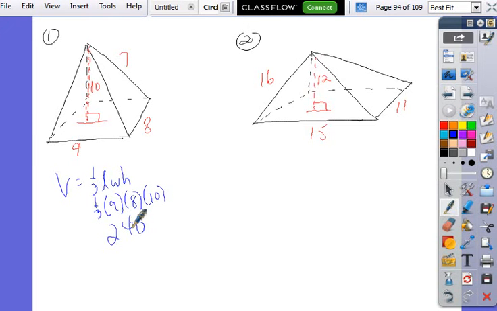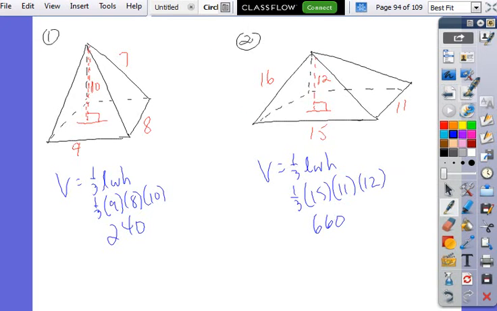Over here, we're dealing with which numbers? 12, 15, and the other one, 15, 11, and then 12 is the height. Doesn't matter which order you put them in. And the answer here was 660.